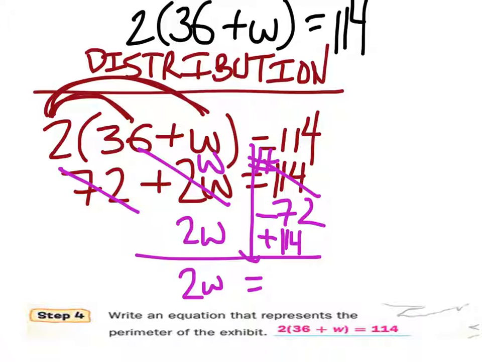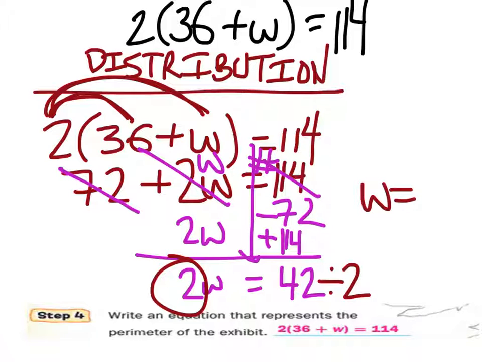So, yep, we're in this 5th step. But we got this -72 plus 114, which equals 42. All right, now that we're there, what's the coefficient of W? 2. So we'll divide 2 over here. What's 42 divided by 2? 21. Bam.